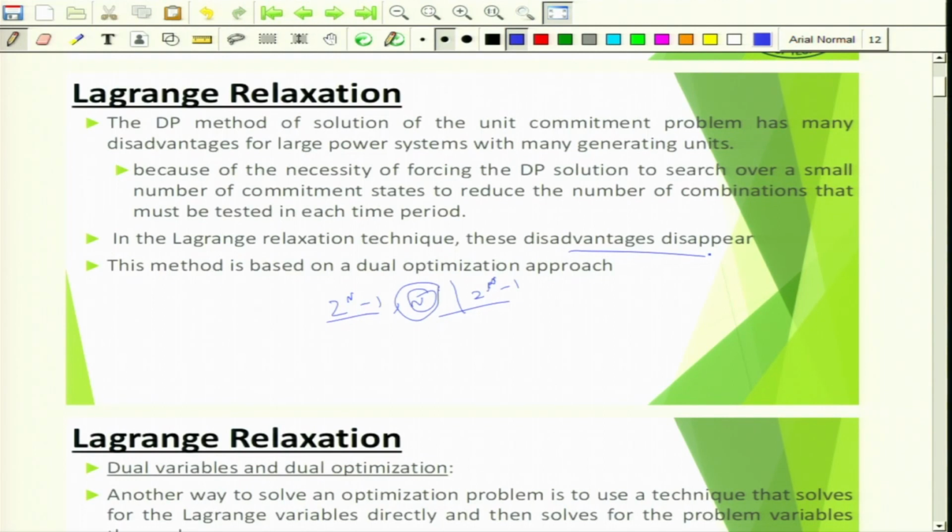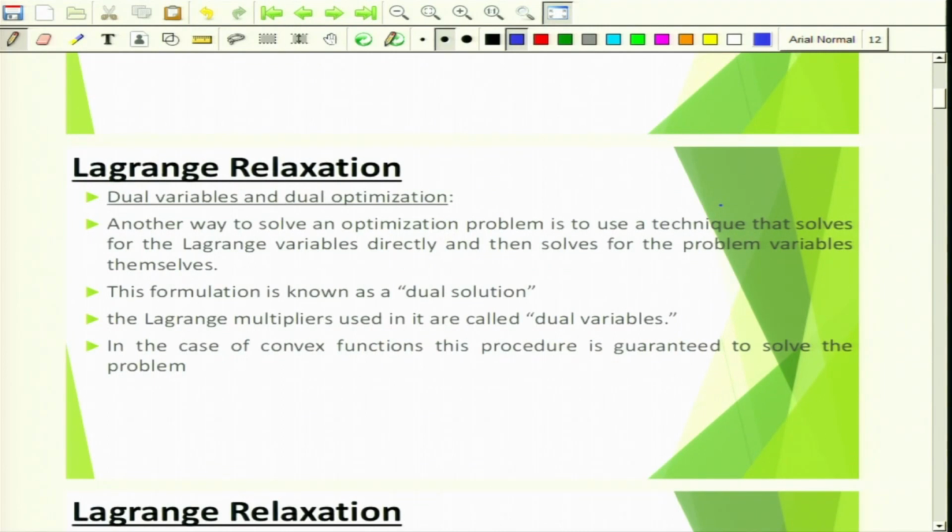This method is based on the dual optimization problem. Now we will discuss the dual optimization approach. Another way to solve an optimization problem is to use a technique that solves for the Lagrange variables directly and then solves for the problem variables themselves. This formulation is known as a dual function or dual solution. The Lagrange multipliers used in it are called dual variables. In the case of convex functions, this procedure is guaranteed to solve the problem.